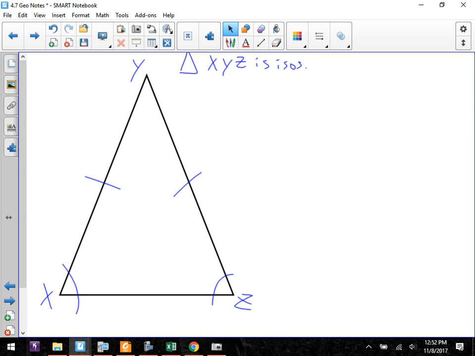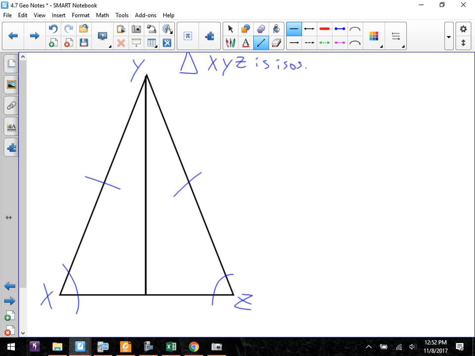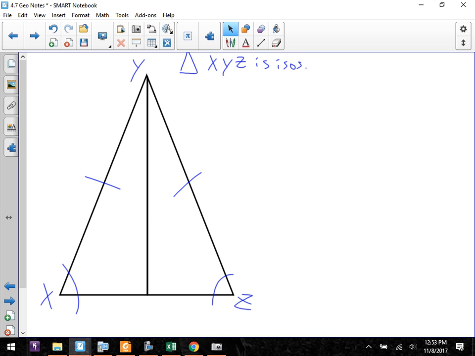But here's where things get kind of weird. If I draw in the angle bisector of the vertex angle, what does that do to angle Y? Cuts it in half. Creates two equal parts.